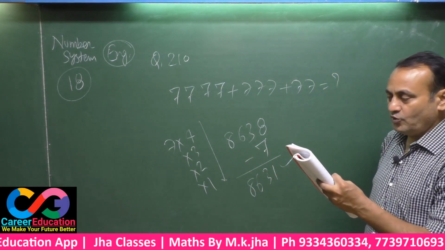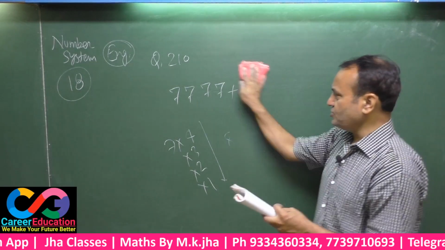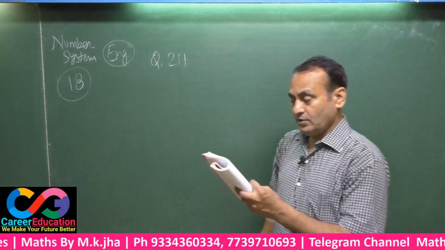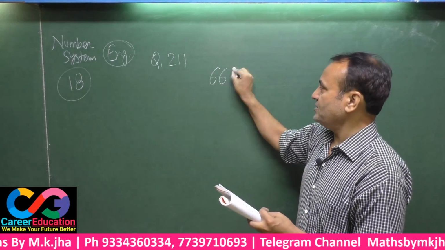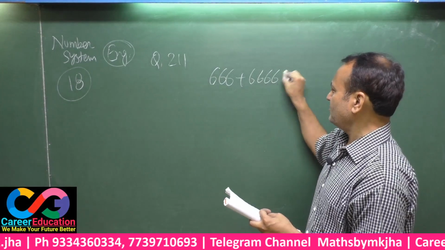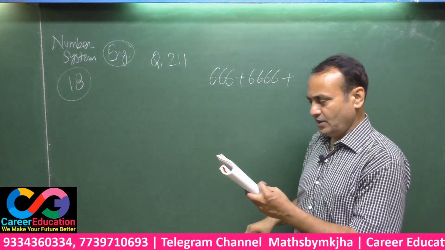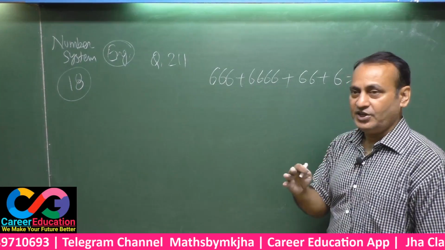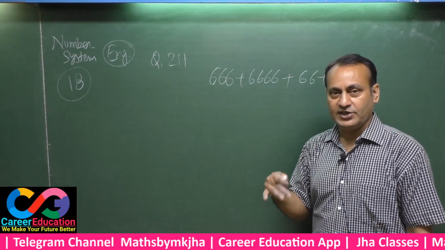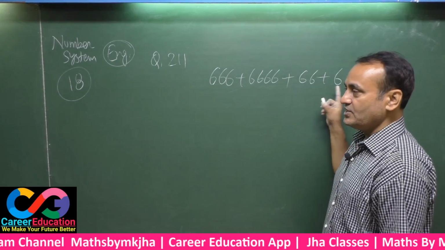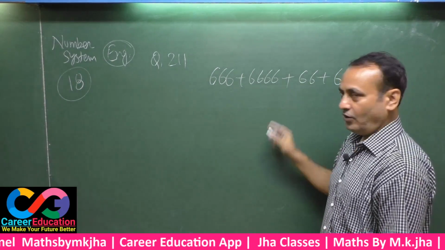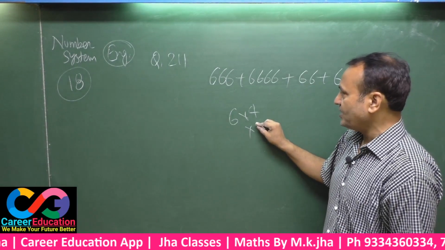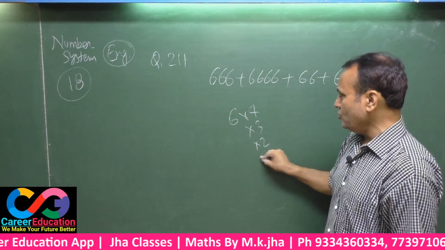Now, question number 211. The same question. See here. Question number 211: 6, 66, 666, 6666, single 6. That means the trick is to be applied here. Since single 6, double, triple, and four 6s are all available here, 6 must be multiplied in decreasing order from the maximum to minimum. That means 4, 3, 2, 1.